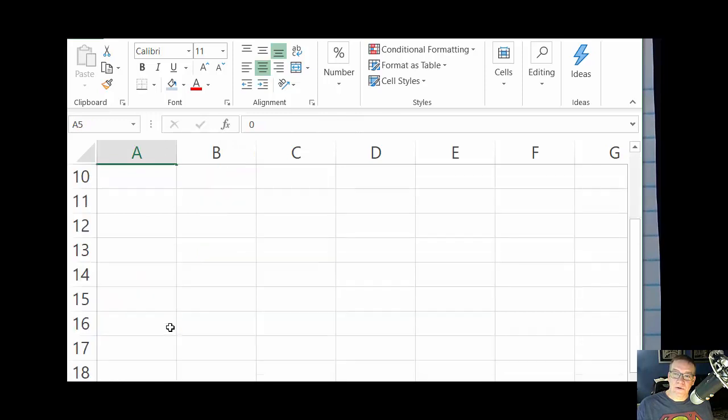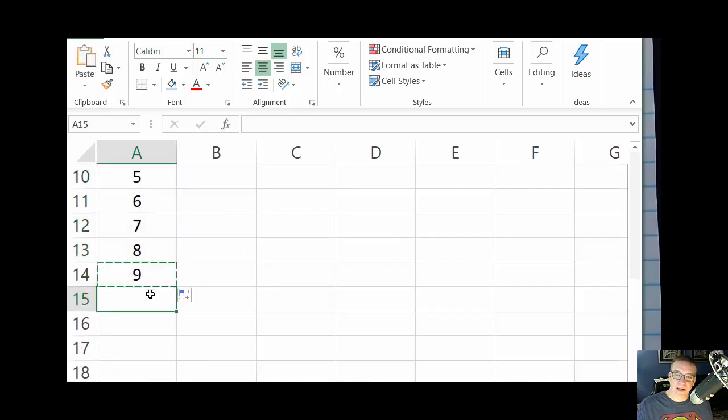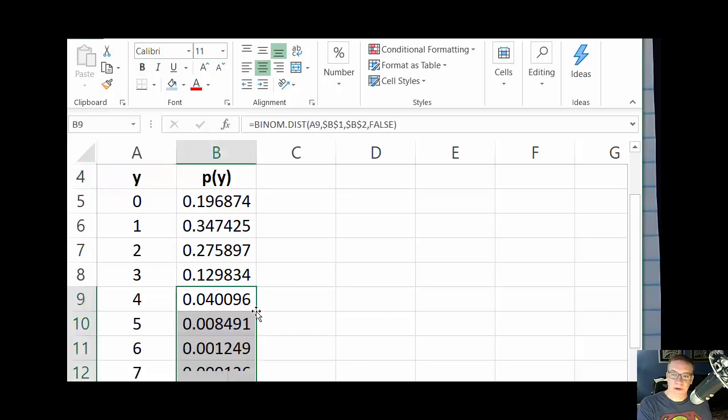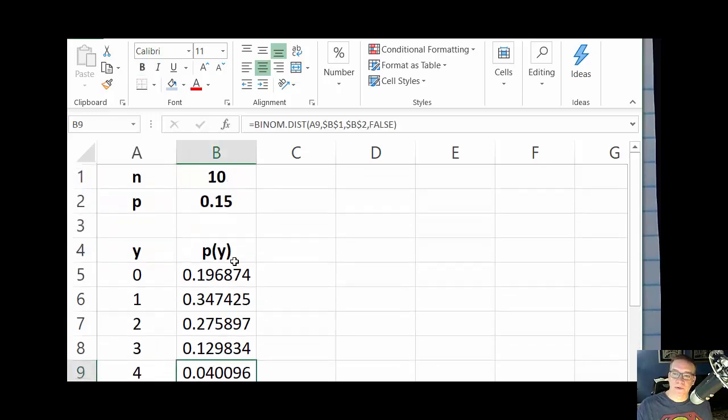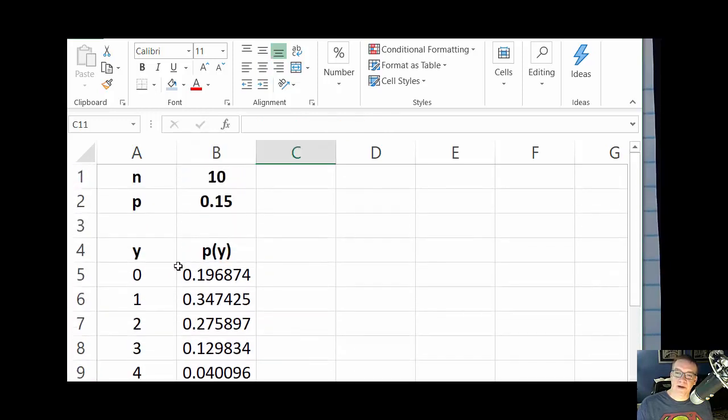Okay, so remember here that y can actually go anywhere from 0 to 10. And if I scroll down here, I can go ahead and just fill these in. I'm going to fill in all these different values. So I've got a column here that tells me all my probabilities going from 0 down to 10.